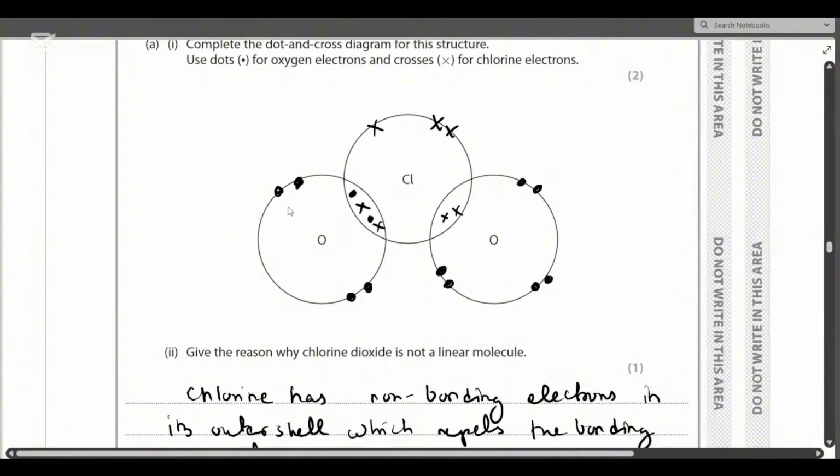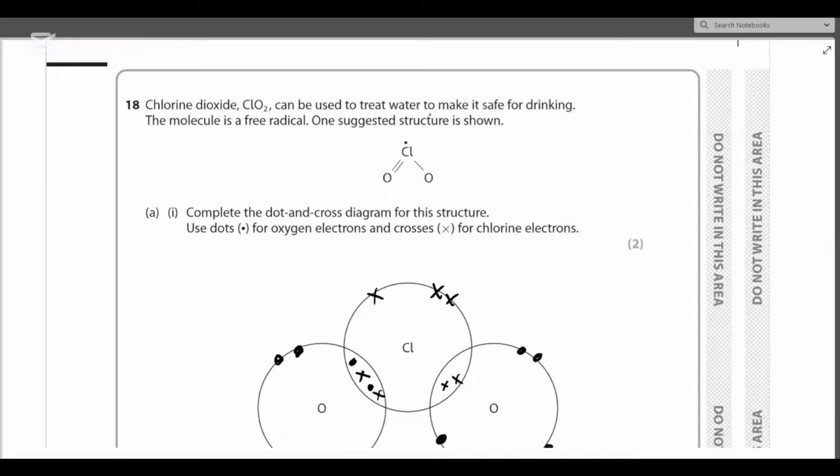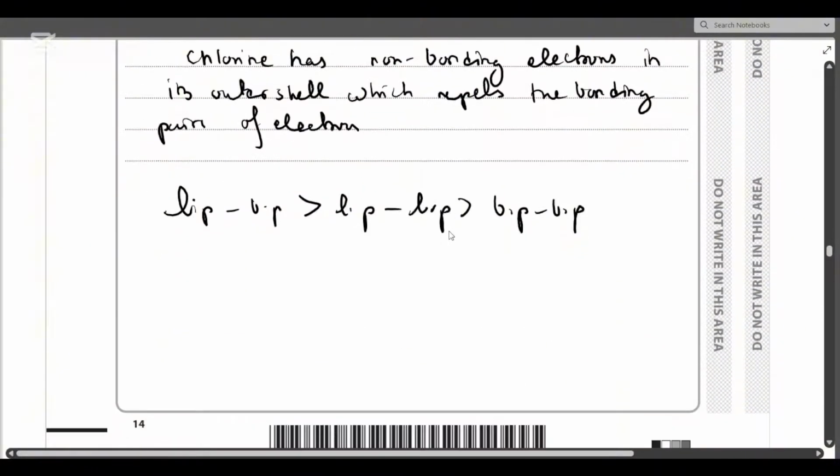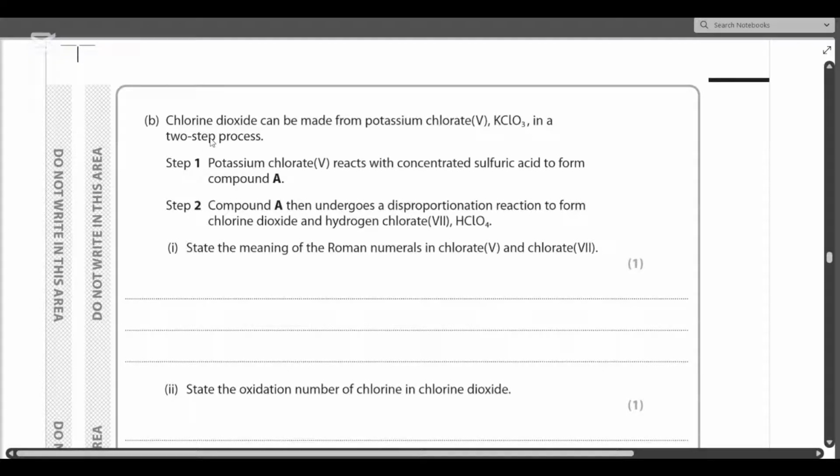So what happens is that the combination of the repulsion between the oxygen lone pair electrons and the lone pair electrons of chlorine stops it from becoming a linear molecule. Rather, it becomes, in other words, a trigonal pyramidal shape, just like ammonia basically.